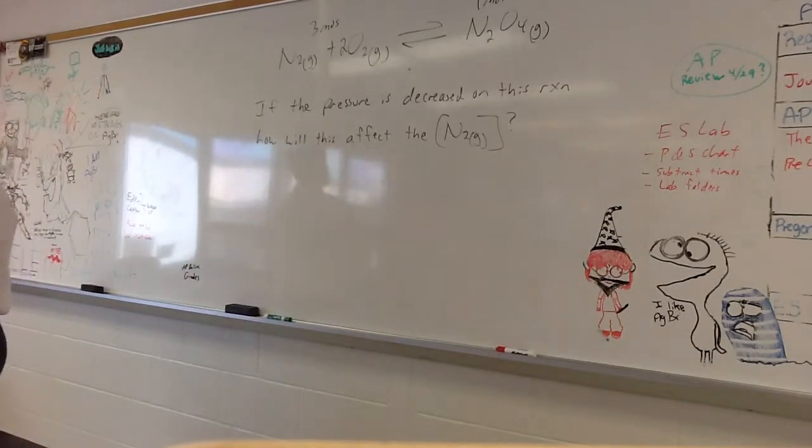So first figure out how it shifts. Then think about how that affects the N2. That's how we do this. Is it before it does what it wants to do, or after? After it does what it wants. After the shift, then think about what's happening then.